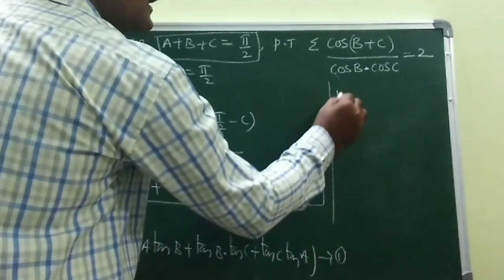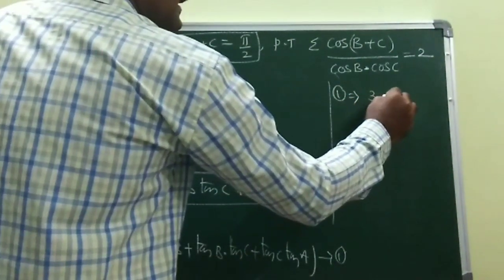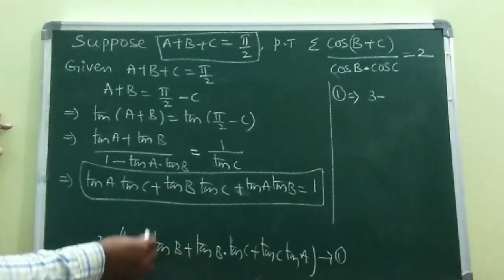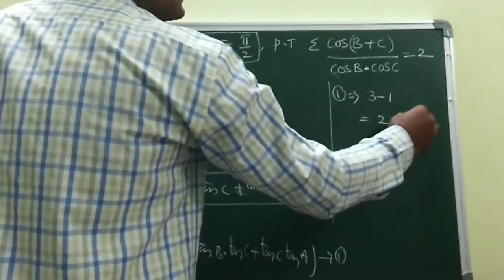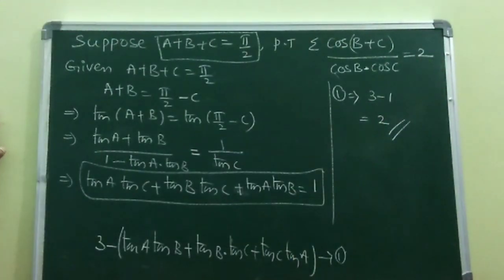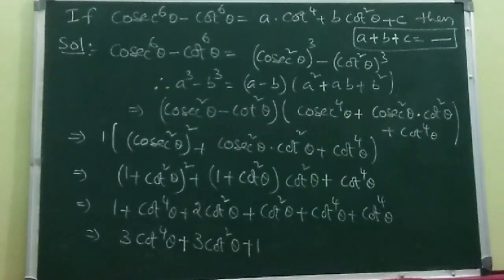Hence, if you substitute in equation 1, implies, what is that? 3 minus of this entire bracket value, just now we got it, no? 1. So which is equal to 2. That is what we need to prove. So sigma cos of B plus C by cos B into cos C is equal to 2. Very important result, my dear. Similarly, we have one more case here as a side. So look at the next question.